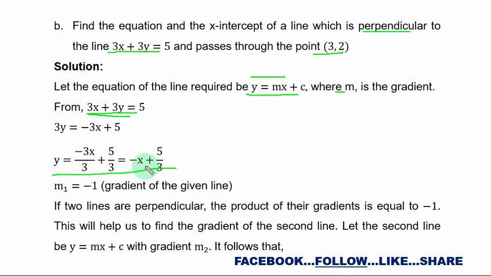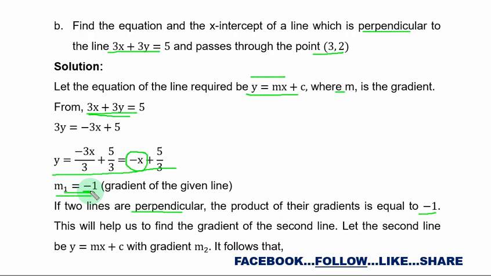Now m, the gradient, is the coefficient of s. So m1 for the first line is equal to -1. Now, if two lines are perpendicular, the product of their gradients is equal to -1, not this -1. This -1 is the gradient of the given line.